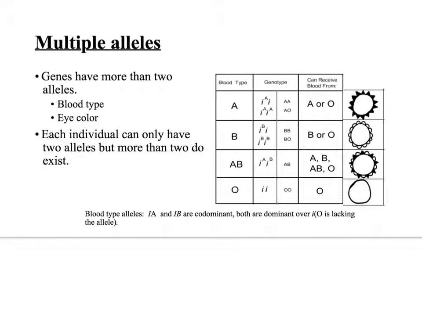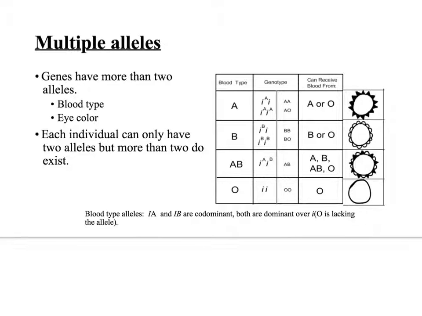All right, so next we're going to talk about multiple alleles. In the case of multiple alleles, that just means that for a particular trait, you have more than 2 alleles. Some examples for that are blood type and eye color. That's part of the reason why we don't just have brown and blue. You have multiple colors of eyes because there's multiple genes and there's multiple alleles for those genes.